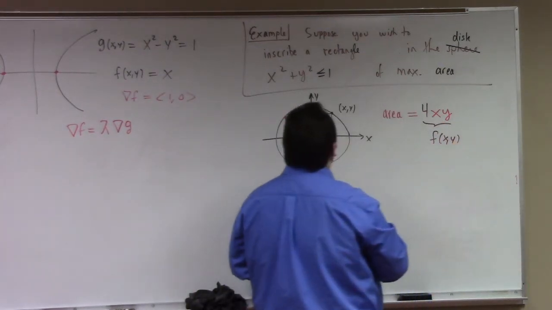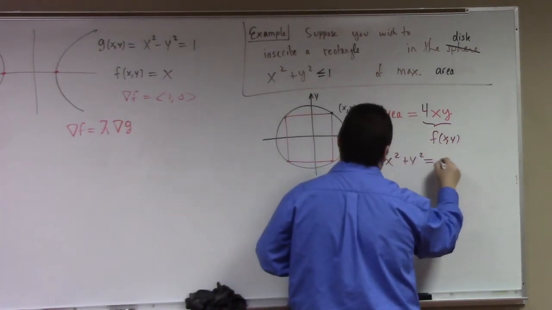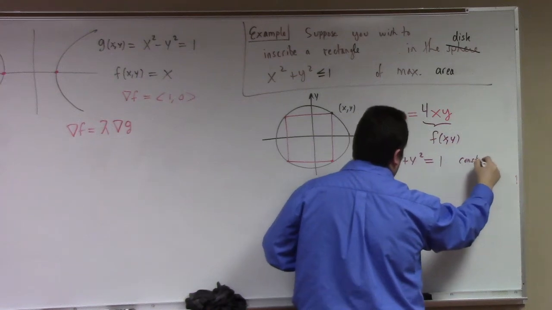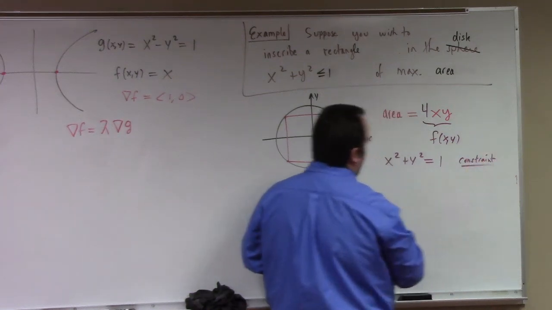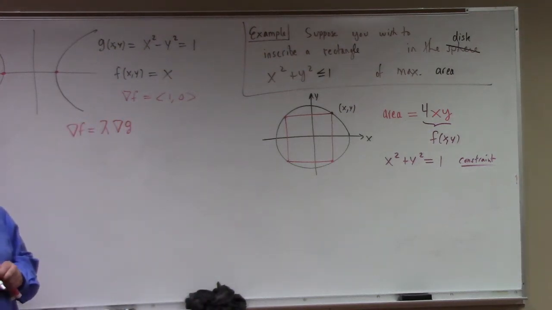What's our constraint? Well, the constraint is x squared plus y squared equals 1. I suppose I could make it more exciting by trading my circle for an ellipse, right? Then you wouldn't be able to guess the answer quite so easily. If I say maximize the area of a rectangle inscribed inside an ellipse, then symmetry alone wouldn't tell you the answer.